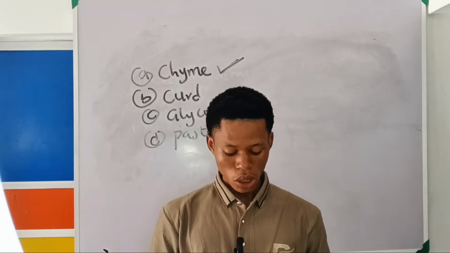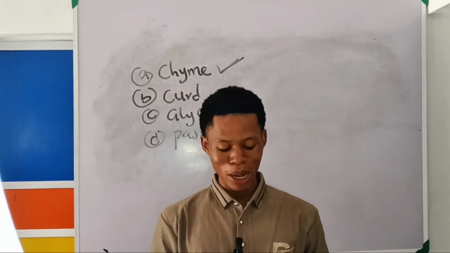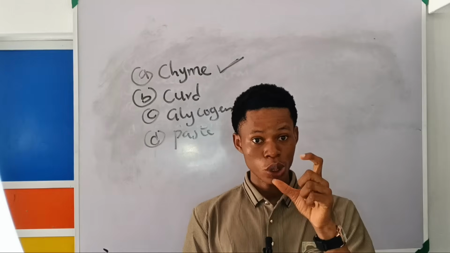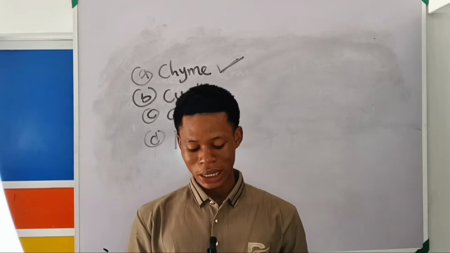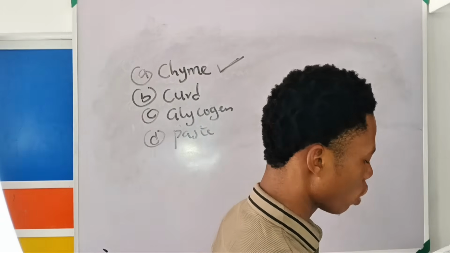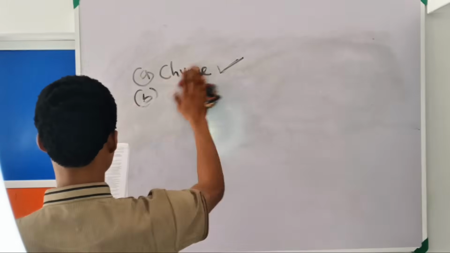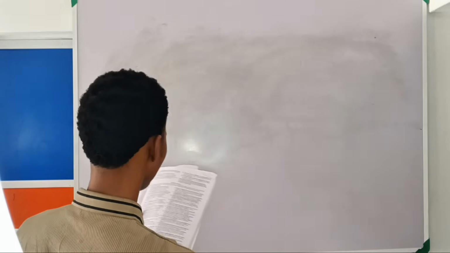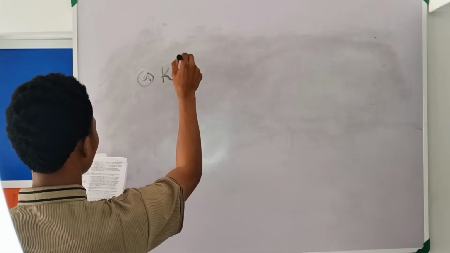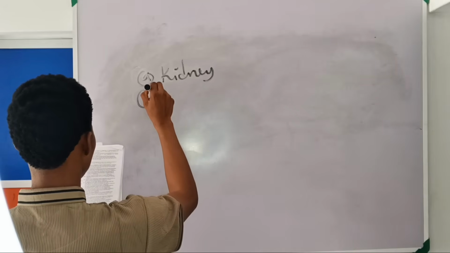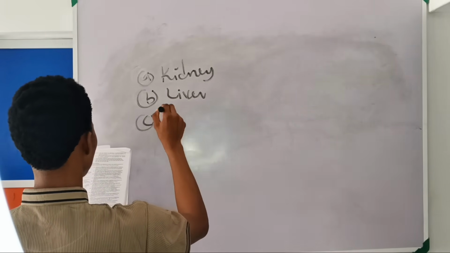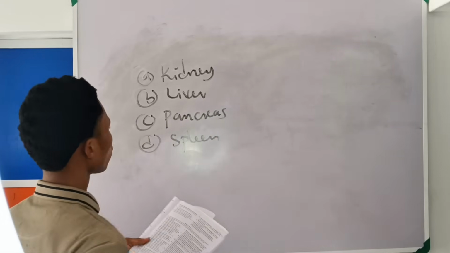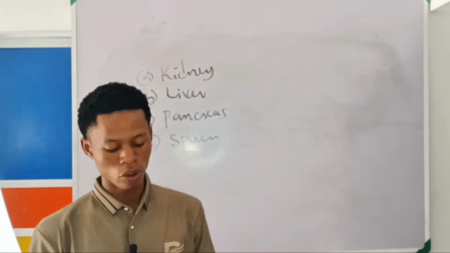All right, the next question. Which of the following organs regulate the amount of amino acids and glucose in the body? All these things are bonus questions. I'll tell you hints of how to get these questions. A says kidney, B says liver, C says pancreas, D says spleen.